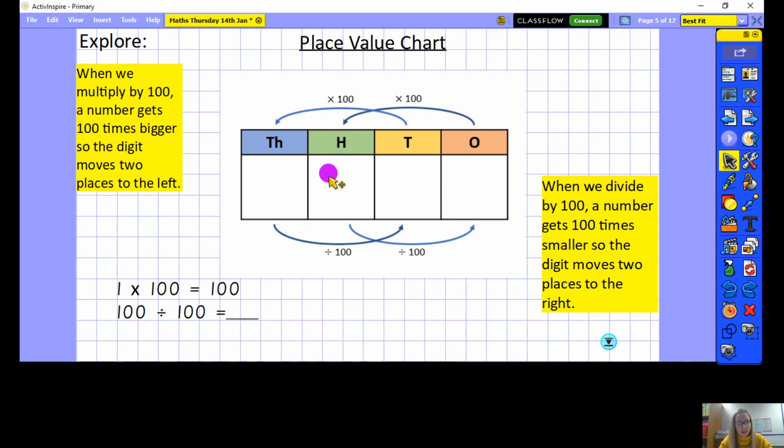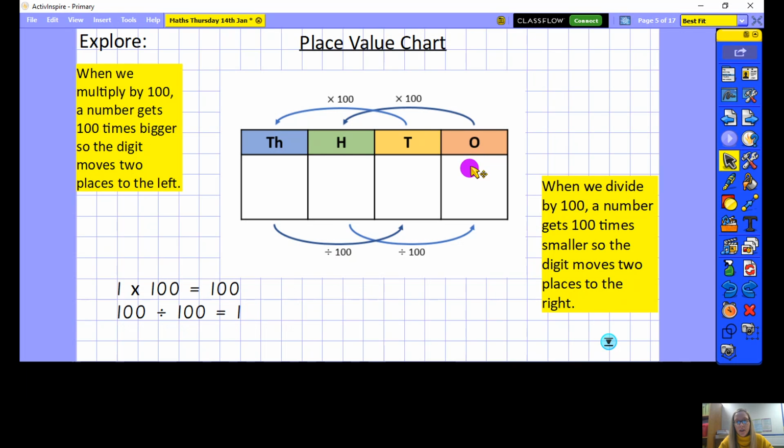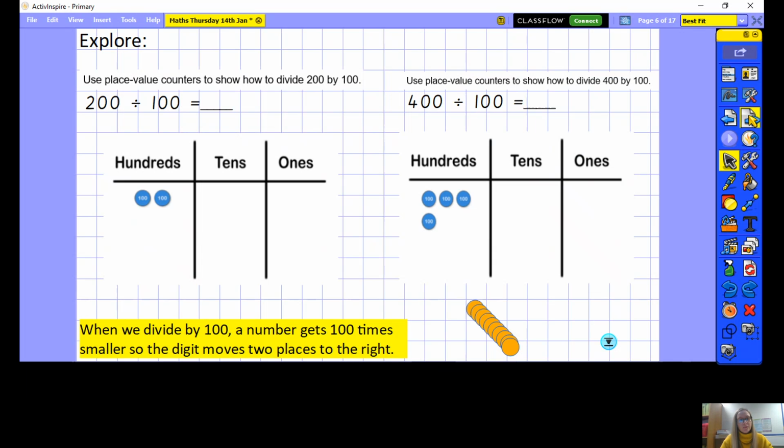And then when we divide 100 by 100, we move the place value counter back 2 spaces across. So 1, 2. So 100 divided by 100 equals 1, because we've got 1 in our ones column now. So let's look at this in a bit more detail here. So we're going to use some place value counters to show how we can divide 200 by 100.